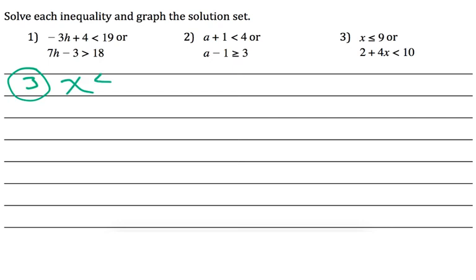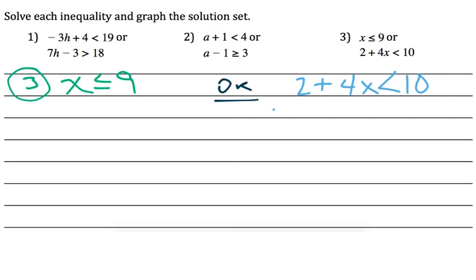Third problem says x is less than or equal to 9. No algebra involved in solving that one. Or 2 plus 4x is less than 10. So like I said, there's no algebra involved here. There's nothing to talk about with checking. We could just put this on a number line right away. But first, let's solve the one on the right side.